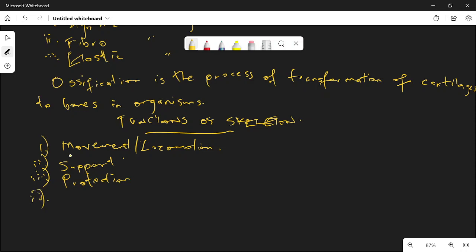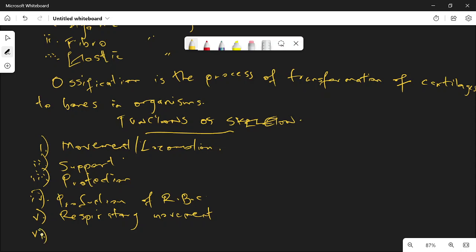It gives protection to internal organs of the body, preventing them from colliding with one another, or from getting into a rupture. Number 4, we have production of RBC, production of red blood cells. We also have respiratory movements, which bring about our ability to breathe, to respire.